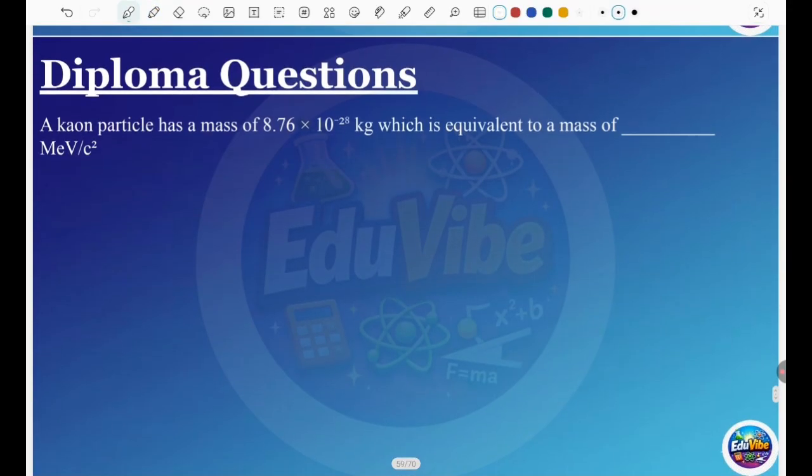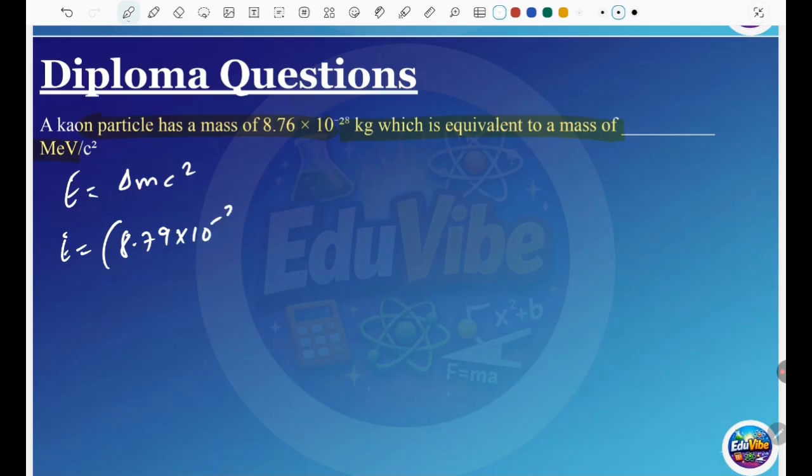Okay, the next question says a quantum particle has a mass of 8.77 times 10 to the minus 28 kg, which is equivalent to a mass in MeV per c squared. So we have to do some conversion. How can you do that? We have the particle mass, which is the mass defect. You know that E is equal to mass defect times c squared. This is already in kg. So 8.77 times 10 to the minus 28 kg times 3.0 times 10 to the 8 meters per second, squared.